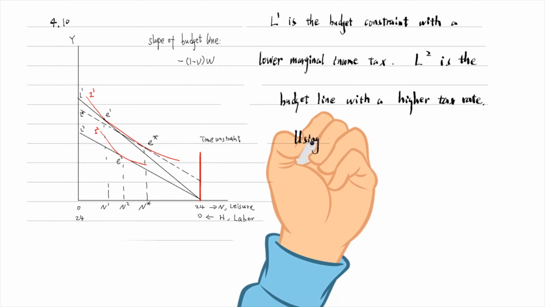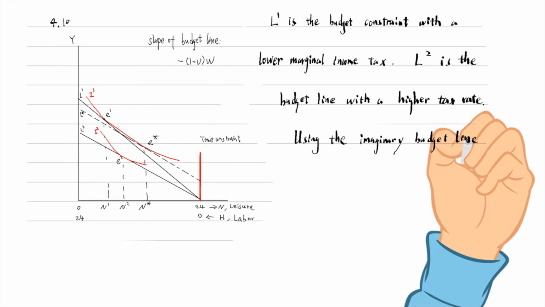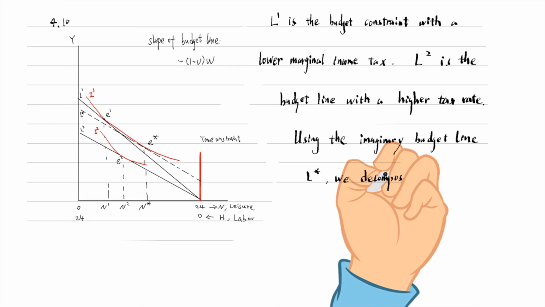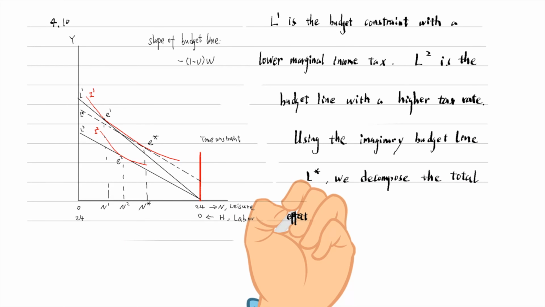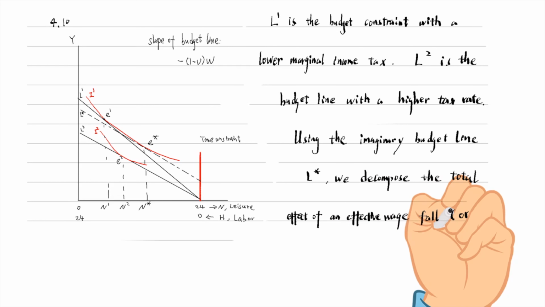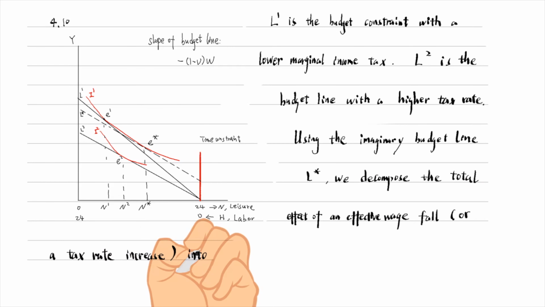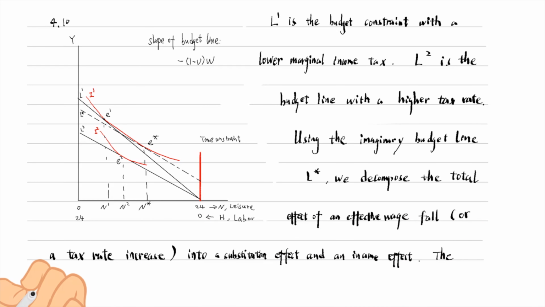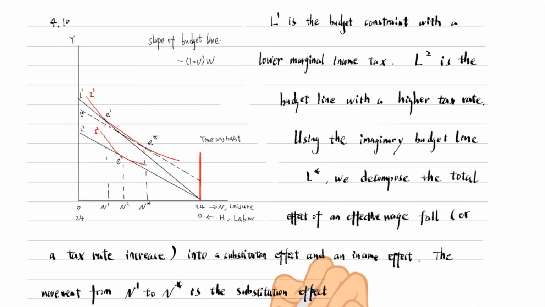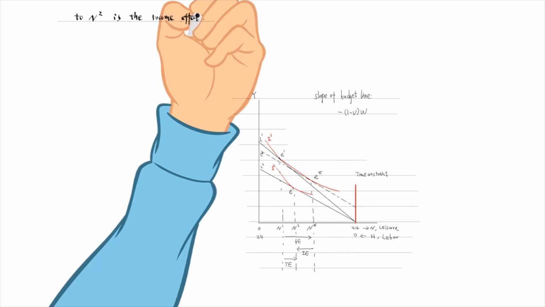Using the imaginary budget line L star, we decompose the total effect of an effective wage fall or a tax rate increase into a substitution effect and an income effect. The movement from N1 to N star is the substitution effect because of the drop in the leisure's price. People consume more leisure and work less. The movement from N star to N2 is the income effect. The drop in the effective wage leads to a fall in purchasing power, and people consume less leisure.